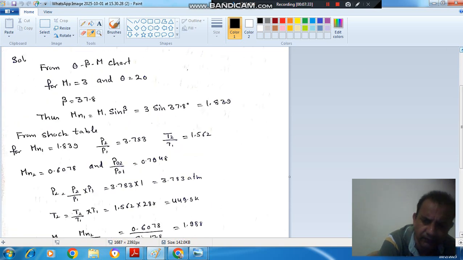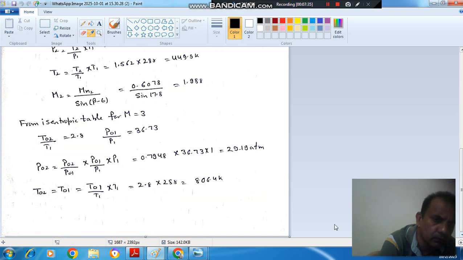Or we can directly find out P02 by multiplying and dividing by P01 and multiplying and dividing by P1. P1 is known, so P02 will come out as 29.19 atmosphere. And similarly T01 or T02 we can calculate, because both will be same across shock. The stagnation temperature remains constant, so T01 by T1 into T1 is your T02 or T01, that is your 806.2.